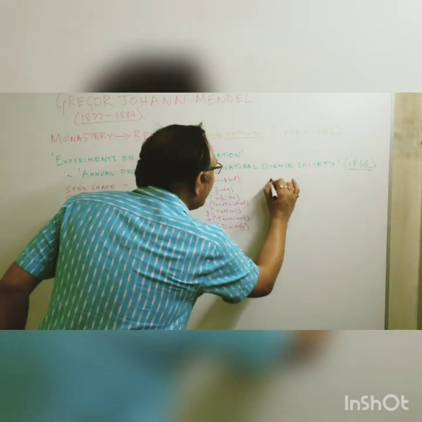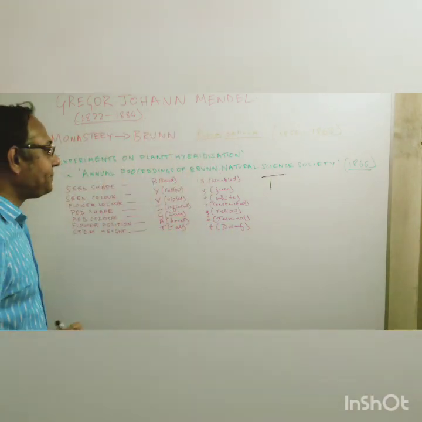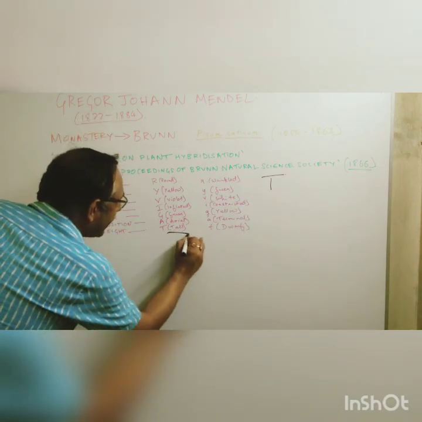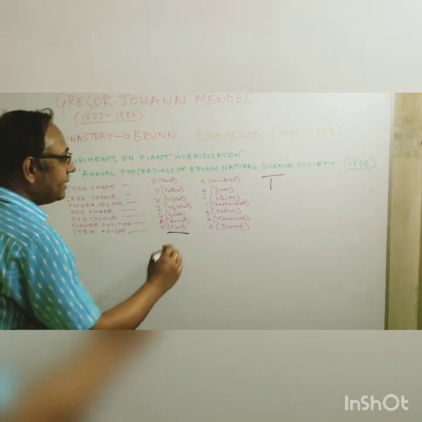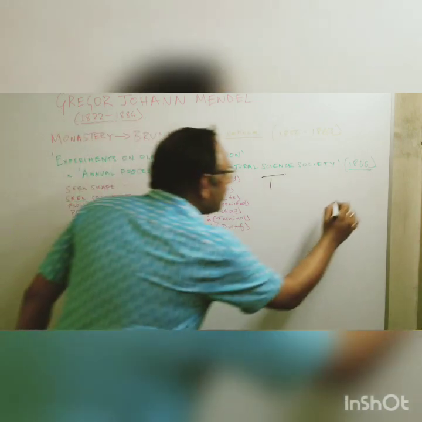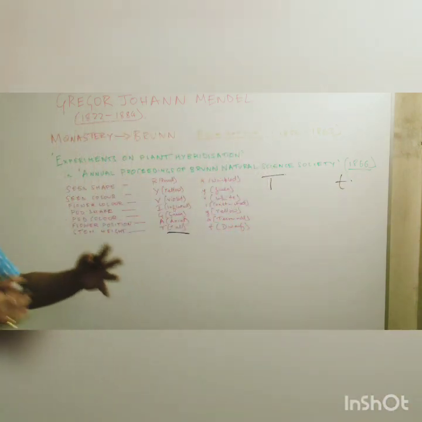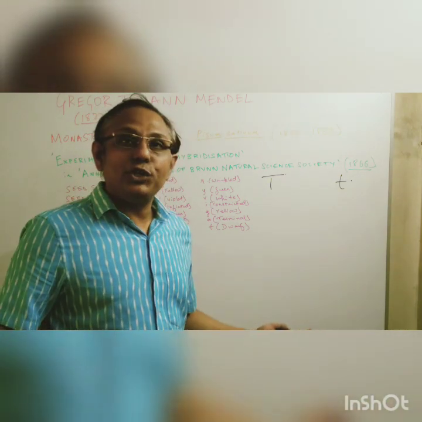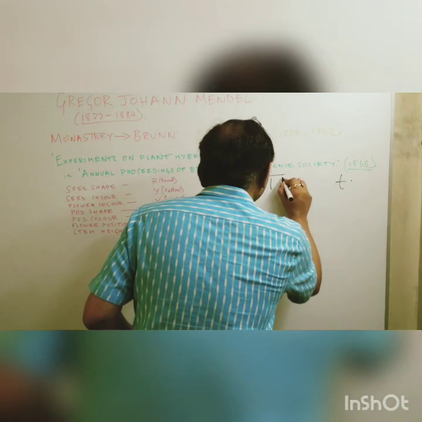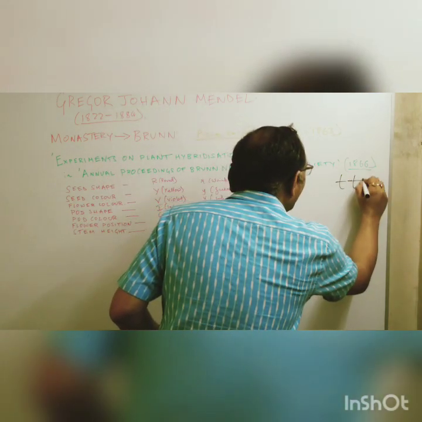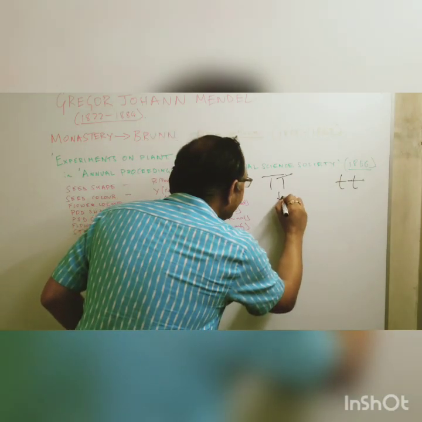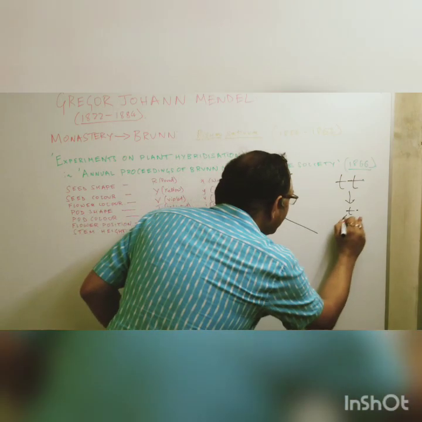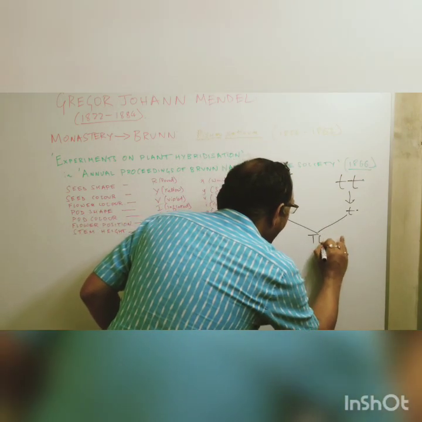Stem height is denoted by capital T, and the capital T denotes the tall plants, like I have already mentioned out here. And the dwarf variety is denoted by small t. So he took a tall plant, he took a dwarf plant, he brought them together. But what did he get? He got all tall plants. So what happens? Capital T, small t. These give the gametes of capital T and these give the gametes of small t. And when they are brought together, he gets the capital T and a small t.